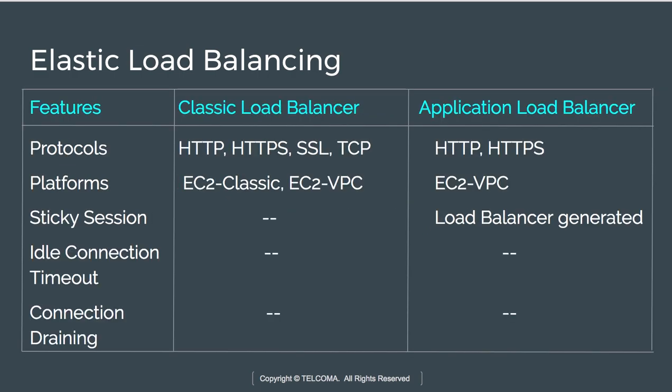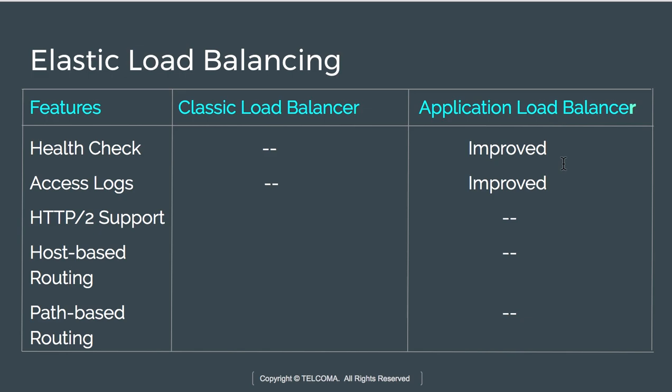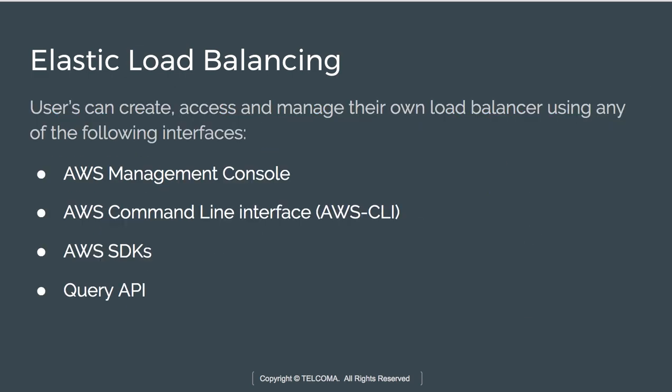Let's see the difference between the classic load balancer and the application load balancer. The application load balancer supports HTTP and HTTPS only, whereas the classic load balancer supports SSL and TCP also. The platform for classic is EC2-Classic as well as VPC, whereas application supports VPC only. Sticky sessions are load balancer generated. Health checks are improved in this, and access logs are also improved in this.